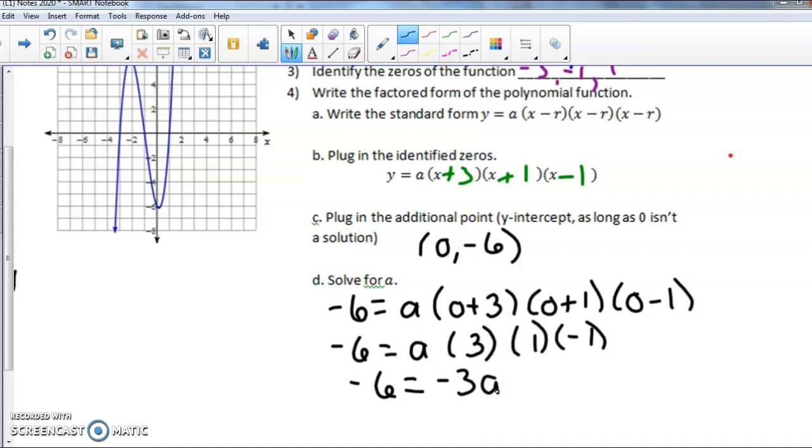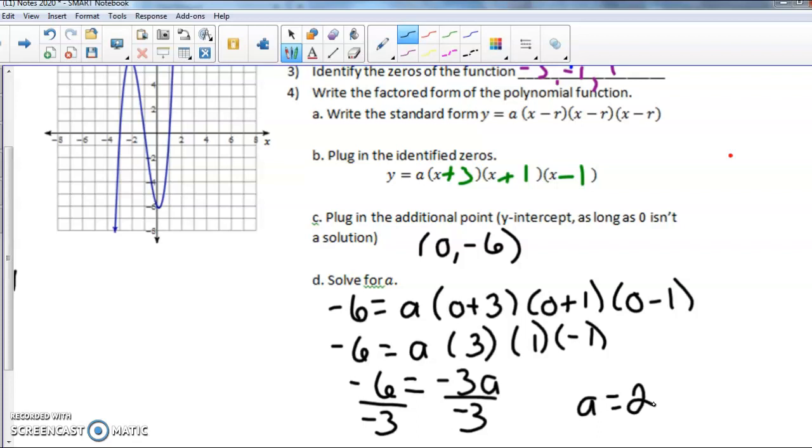I hope at this point we can solve. Divide both sides by -3. So a, or my lead coefficient, is +2. So now instead of just knowing that my lead coefficient is positive, I can actually tell you what its numeric value is.